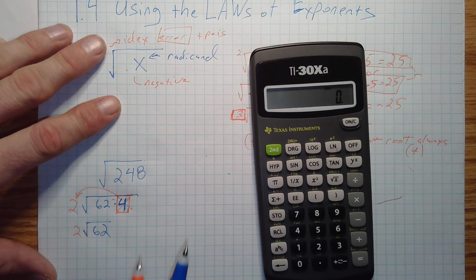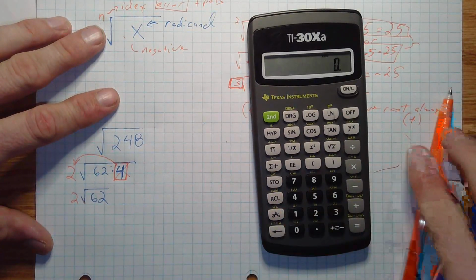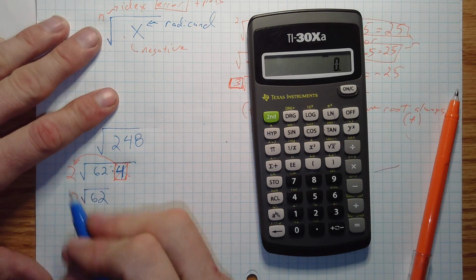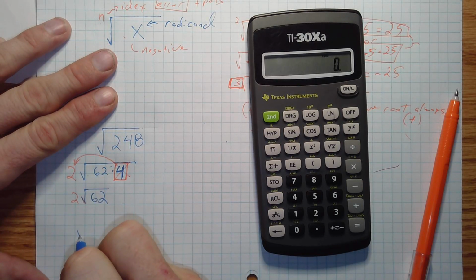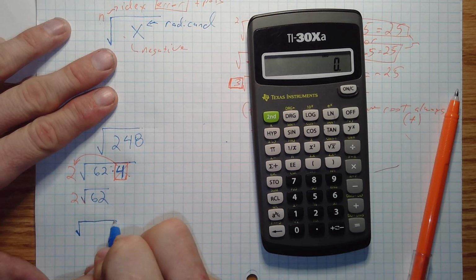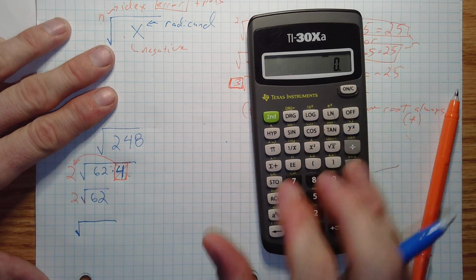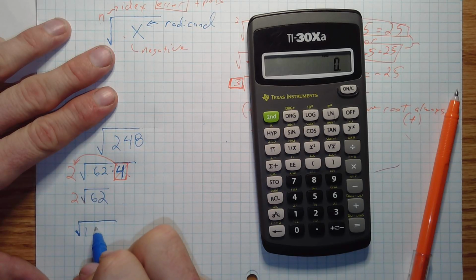Okay, let's try another one that may be a little bit more complicated. Let's do the square root of, I don't know, 100 and, I'm going to pause it and think of something good.